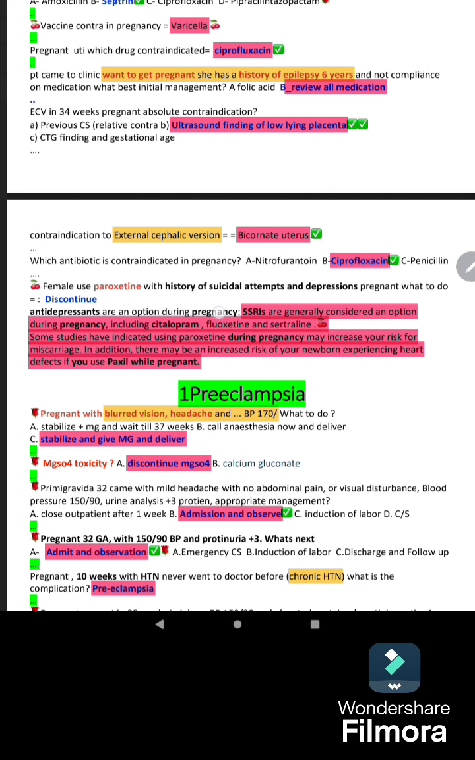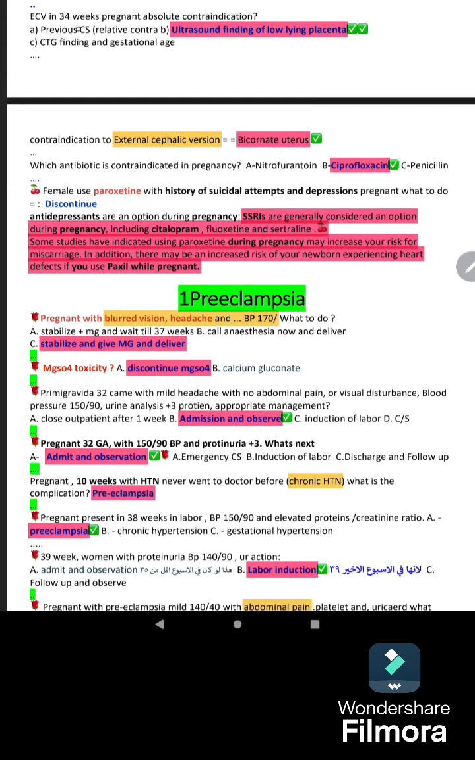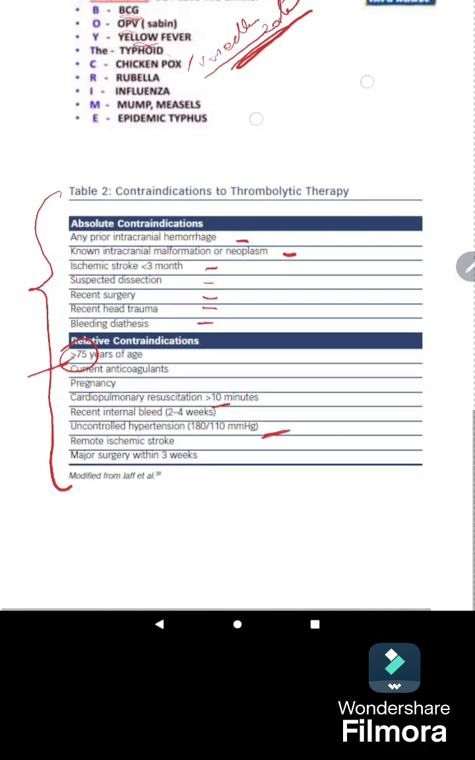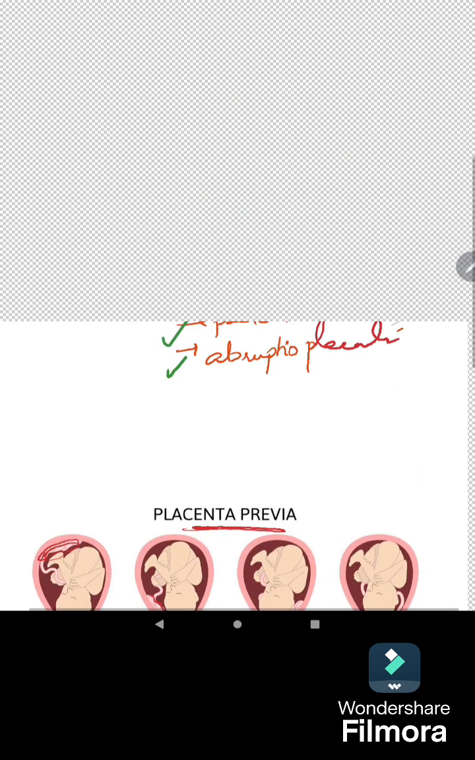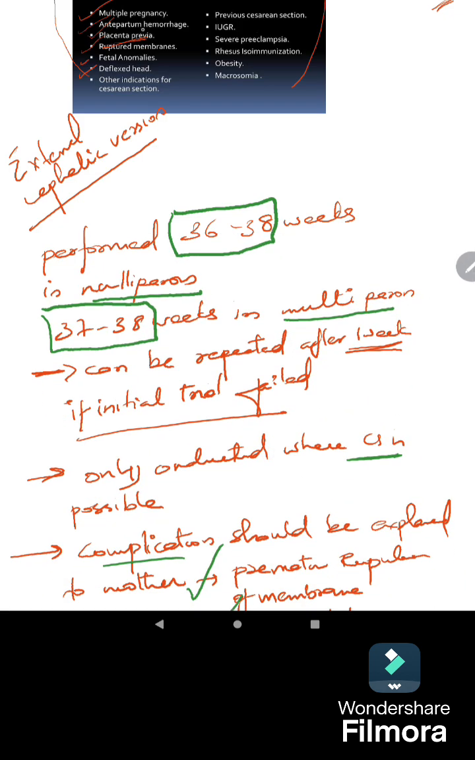Next is ECV in a 34-week pregnant woman, absolute contraindication. You already know that. Previous CS is a relative contraindication. Ultrasound finding of low-lying placenta is placenta previa, so that is the correct answer. CTG finding and gestational age. Okay. Contraindication of external cephalic version: bicornuate uterus. Okay, that you already know. The bicornuate uterus comes under the absolute contraindications, where there is an anomaly of uterine anomalies, so that is an important thing.